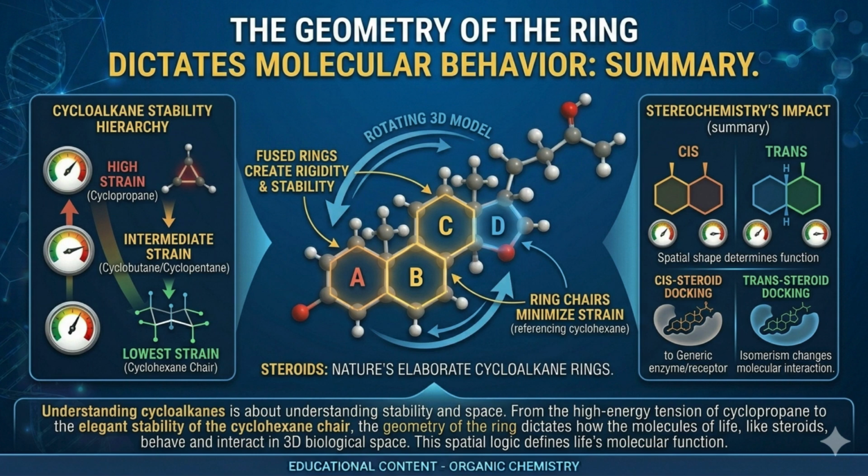So, understanding cycloalkanes is about understanding stability in space. From the elegant stability of the chair to the complex architecture of human biology, the 3D logic of these rings defines the very function of life's molecules. Keep practicing these spatial relationships, and you'll master the language of organic chemistry.